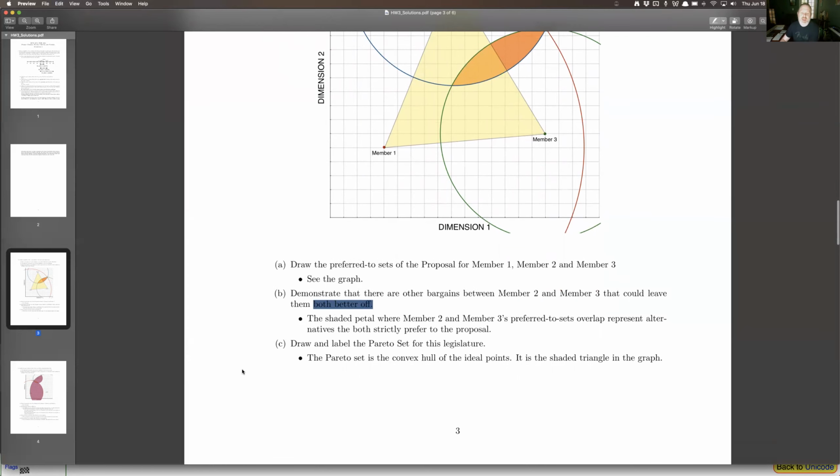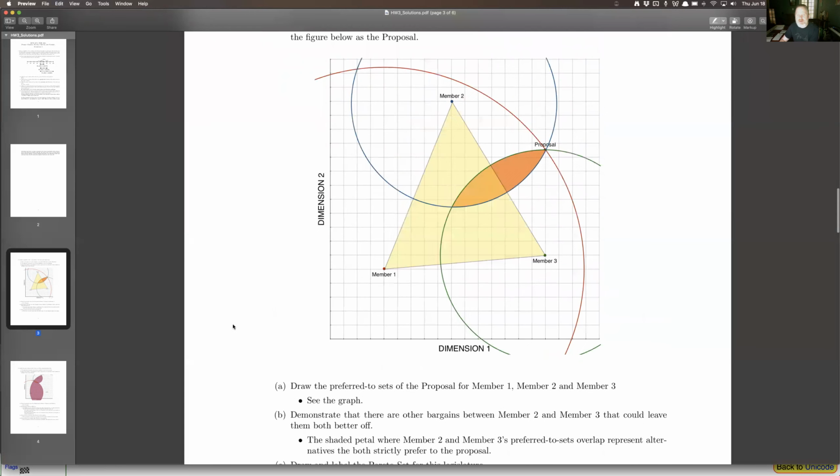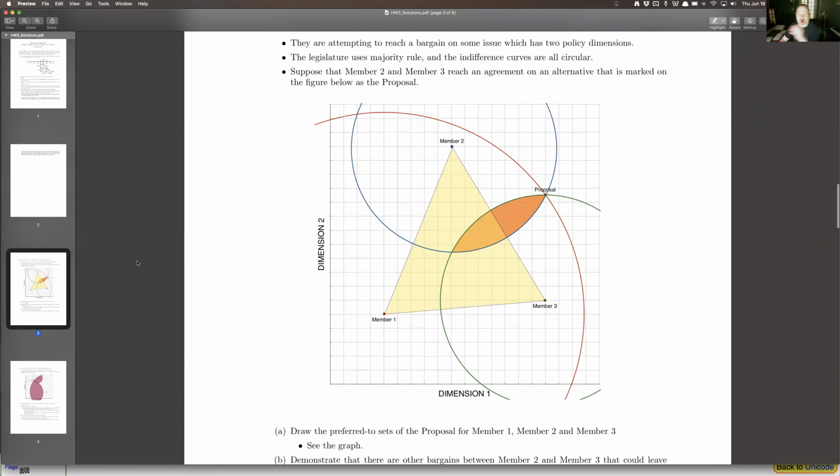Okay. Then I wanted you to draw the Pareto set. The Pareto set is the set of all alternatives where if you move away from one of those alternatives, you will make at least someone worse off. All right, even if you make someone better off, you will make at least one person worse off. All right, so how do you find the Pareto set? What I told you in the screencast is it corresponds to a geometric idea called the convex hull. All right, and you don't even have to remember that it's the convex hull, but what you have to remember is how to find it.